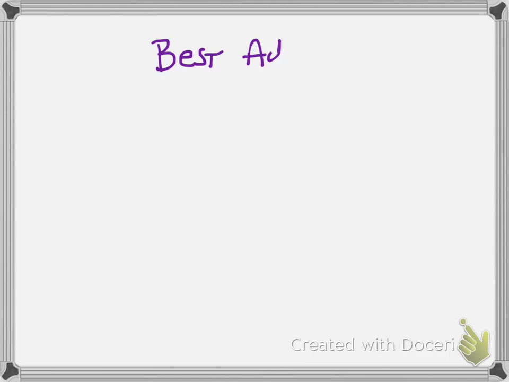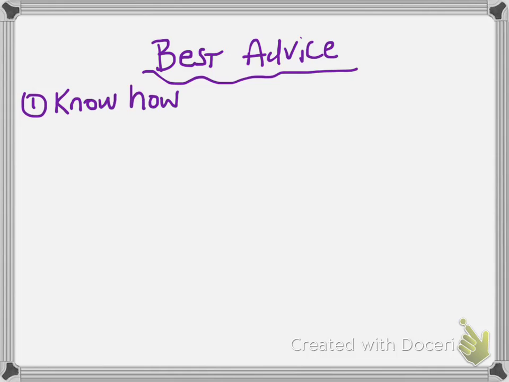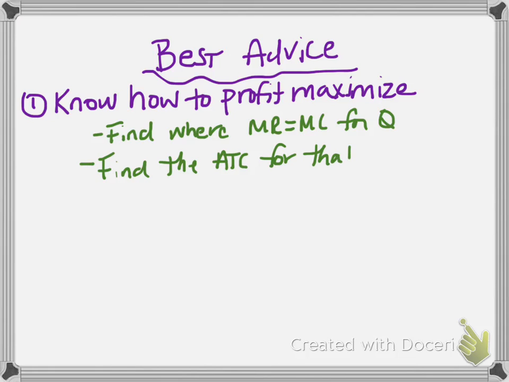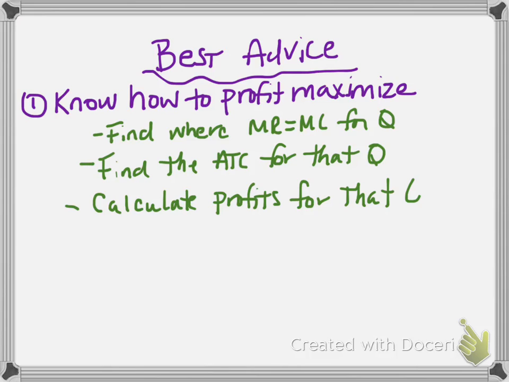So what my best advice is for you during this test is to make sure that you know how to profit maximize. So that means that whenever you're looking for the quantity, you have to find where marginal revenue equals marginal cost. And if they don't exactly equal each other, find the quantity where the two are closest to equaling each other, but as long as marginal revenue is larger than marginal cost. Then what you need to do is find the average total cost for that quantity that you chose and then calculate your profits for that quantity.